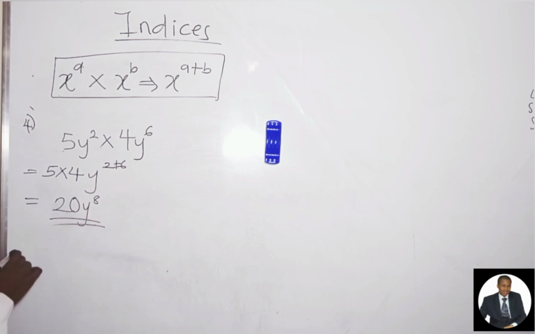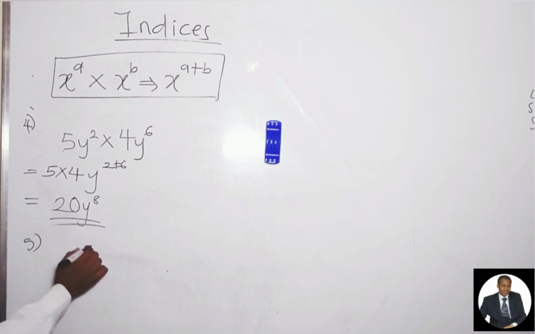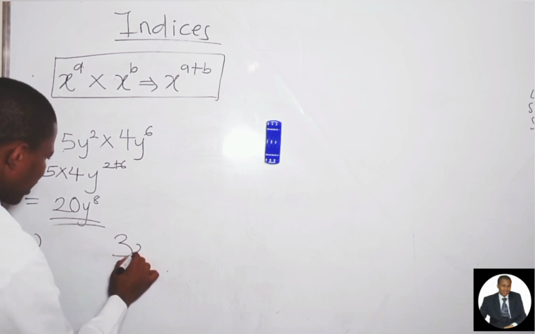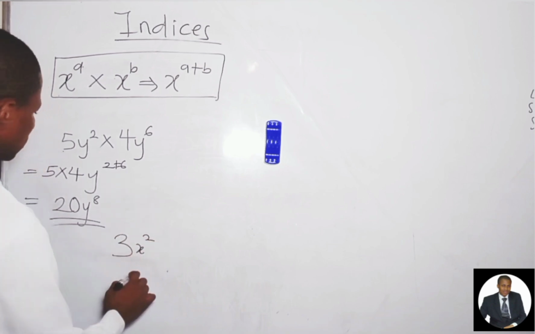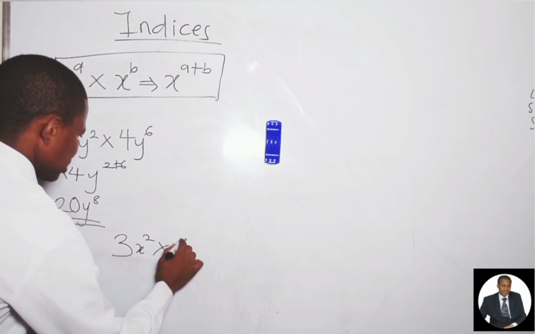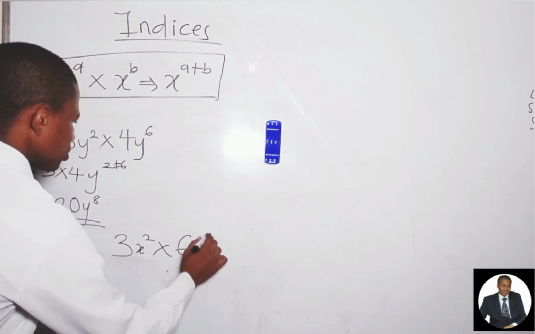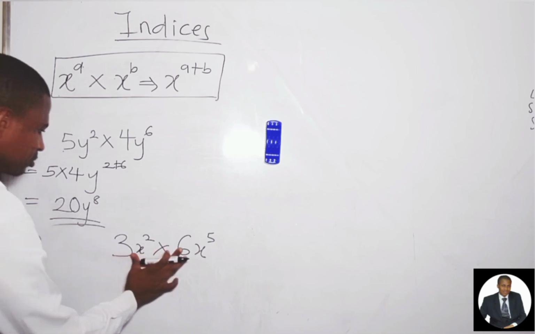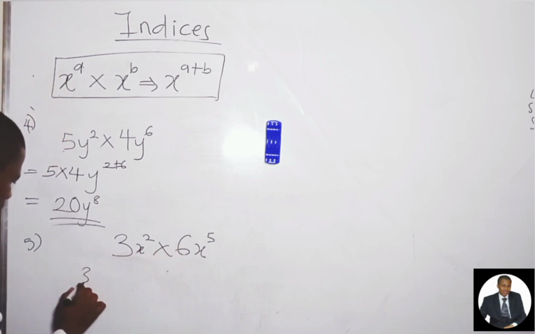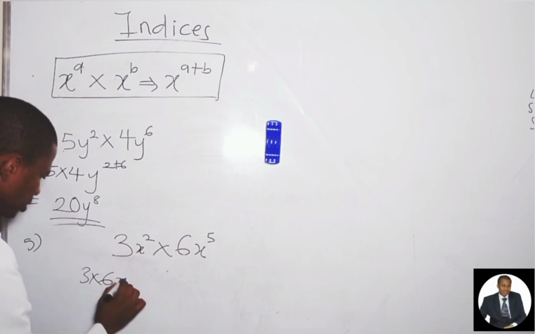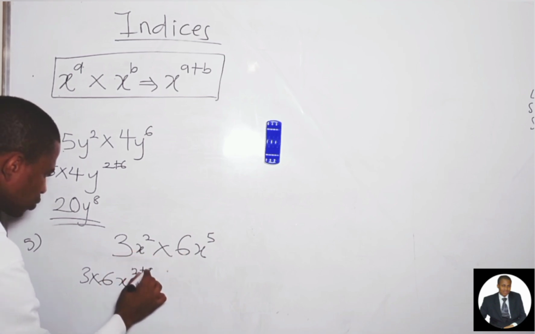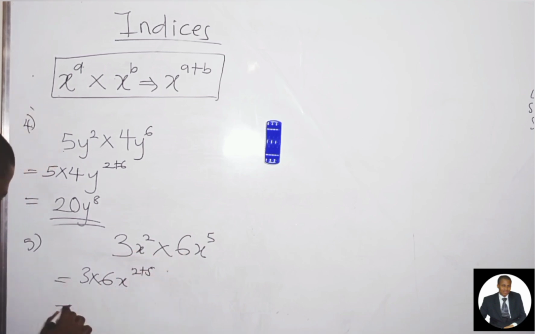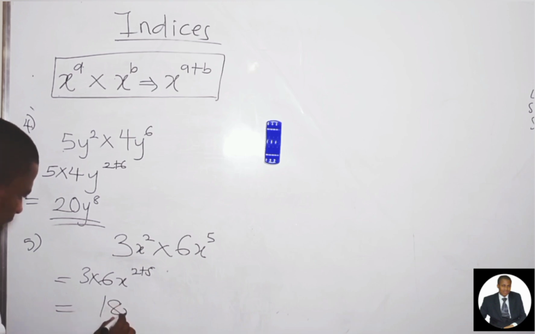Let's do another one. We have something like 3x squared times 6x raised to the power 5. We bring out the numbers, 3 times 6. Then we bring out our common base. We add the exponents together. That will give us 18x to the power 7.